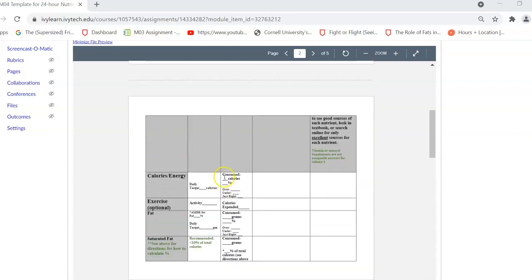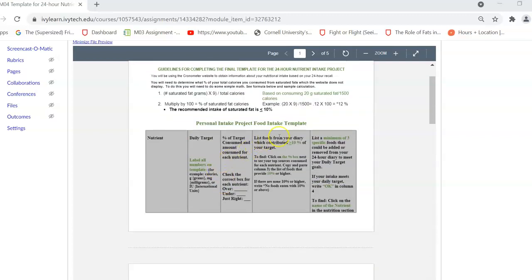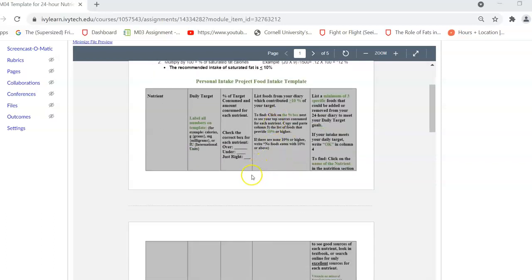So let's go back up to column 3. This column is one that I will show you how to access on the chronometer, but you're going to be clicking on a box, a percent box next to each nutrient, and you're going to be actually writing down the foods that you ate that contributed at least 10% or more of your daily value.